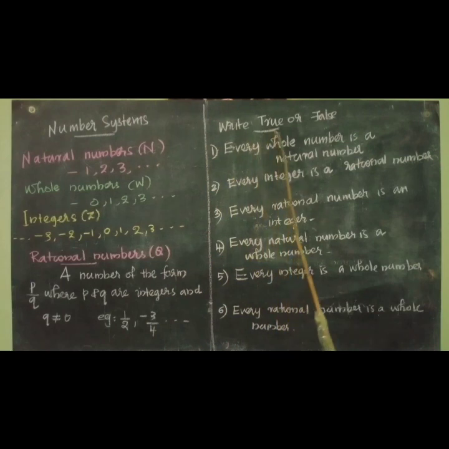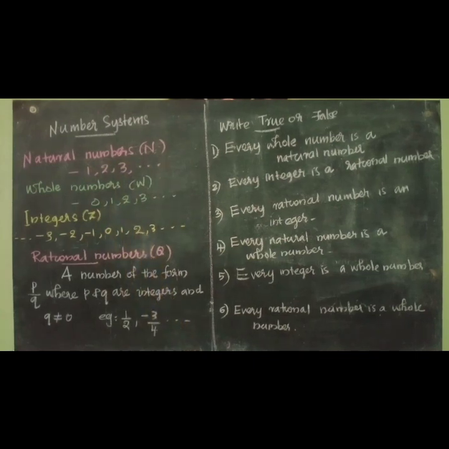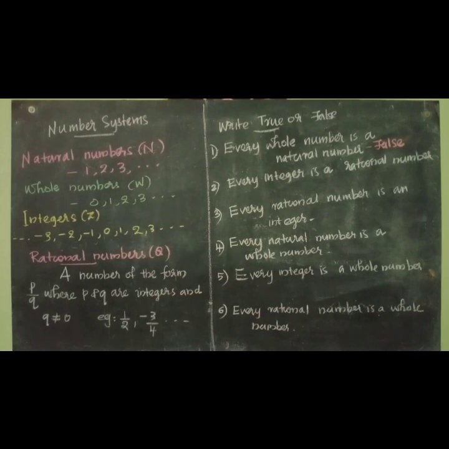Now let us discuss some questions. Write true or false. First question, every whole number is a natural number. We just see whether it is true or false. Are all the whole numbers natural numbers or not? The answer is false. The number 0 is a whole number but it is not a natural number.